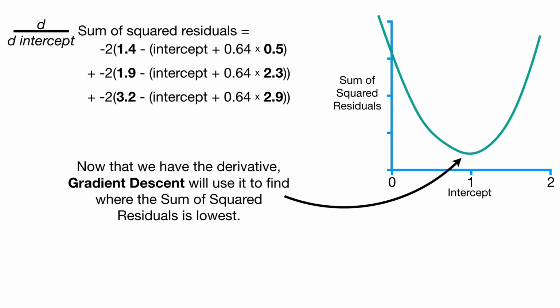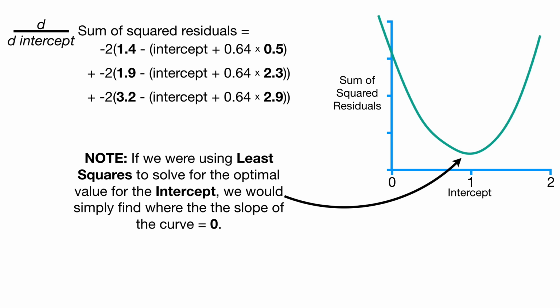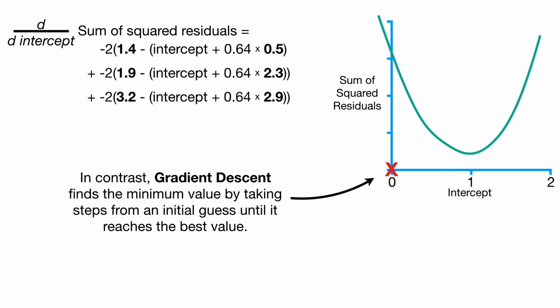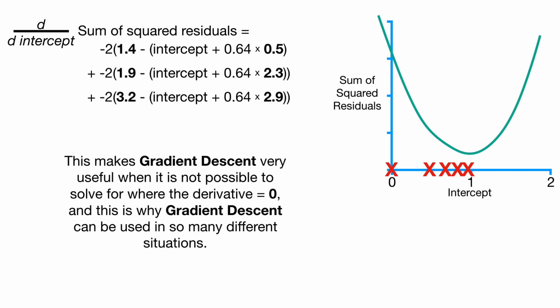Now that we have the derivative, gradient descent will use it to find where the sum of squared residuals is lowest. Note, if we were using least squares to solve for the optimal value for the intercept, we would simply find where the slope of the curve equals 0. In contrast, gradient descent finds the minimum value by taking steps from an initial guess until it reaches the best value. This makes gradient descent very useful when it is not possible to solve for where the derivative equals 0, and this is why gradient descent can be used in so many different situations.